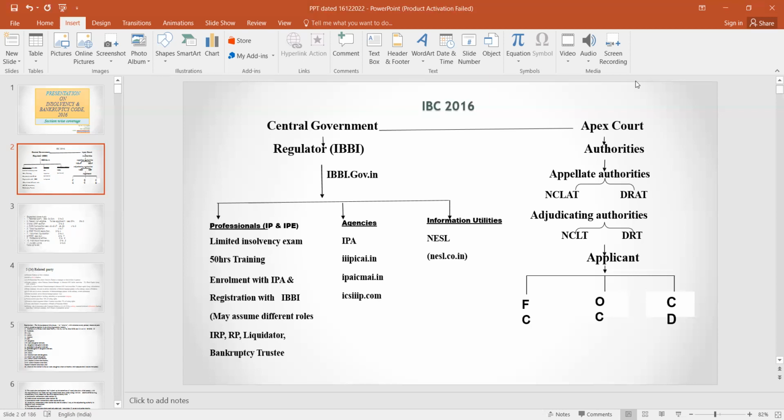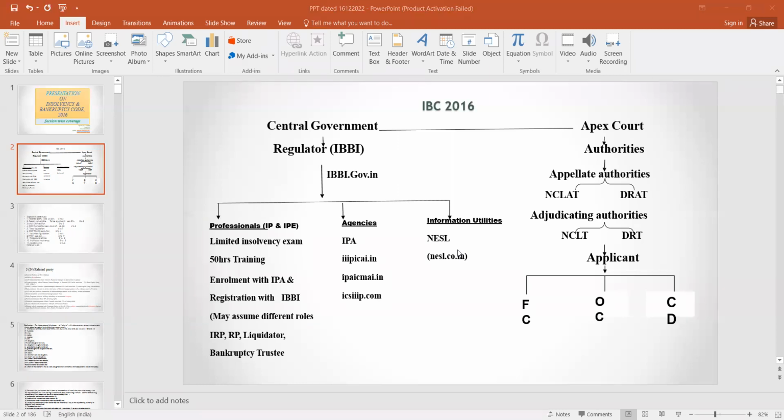There are three agencies as of now: IPICI.in, then IPAICMAI.in, and ICSI-IP.com. So with any of these insolvency professional agencies, after passing the Limited Insolvency Examination, you can enroll yourself, and that agency will impart you 50 hours of practical training and then give you enrollment, and thereafter you have to register yourself with IBBI. Regarding information utility, there is only one information utility as of now: National E-Governance Services Limited.